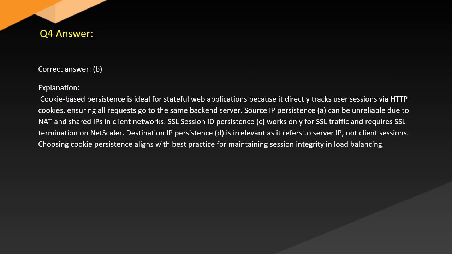Answer. Correct answer: B. Explanation. Cookie-based persistence is ideal for stateful web applications because it directly tracks user sessions via HTTP cookies, ensuring all requests go to the same backend server. Source IP persistence, A, can be unreliable due to NAT and shared IPs in client networks. SSL session ID persistence, C, works only for SSL traffic and requires SSL termination on NetScaler. Destination IP persistence, D, is irrelevant as it refers to the server IP, not client sessions. Choosing cookie persistence aligns with best practice for maintaining session integrity in load balancing.